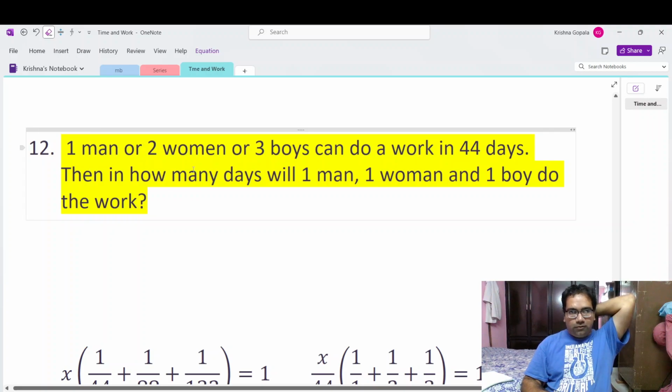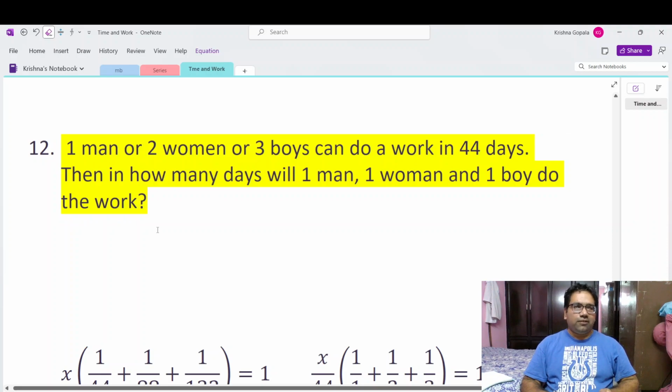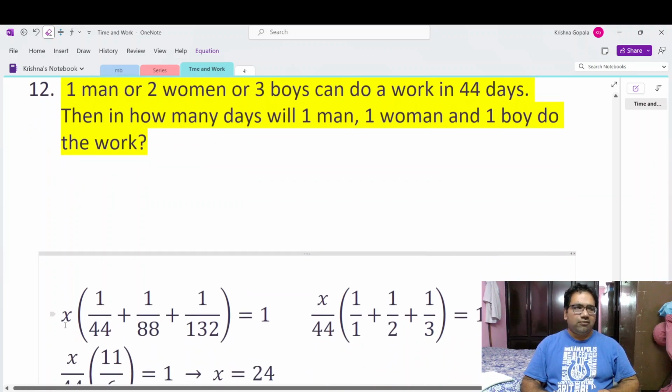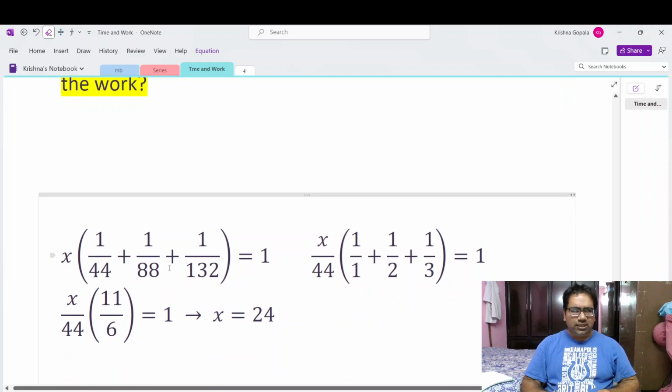One man or two women or three boys can do a work in 44 days. That means a man is doing it in 44 days, a woman in 88, a boy in 44 into 3, 132 days. How many days will one man, one woman, and one boy take to do the work together? Very simple, right? A man is doing it in 44 days, so each day 1 by 44. Similarly, one woman is 1 by 88. A boy is 1 by 132. We will assume x days. It will take x into 1 by 44 plus 1 by 88 plus 1 by 132 equal to 1.